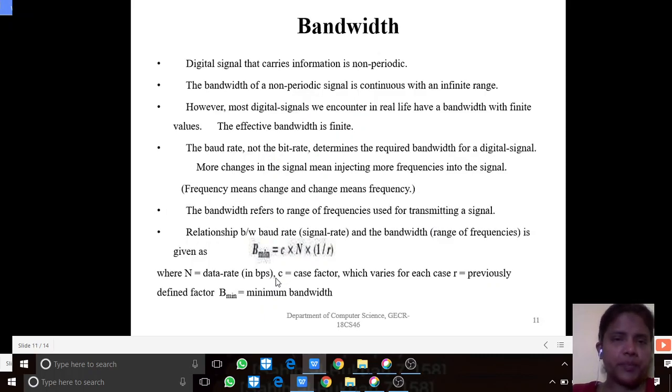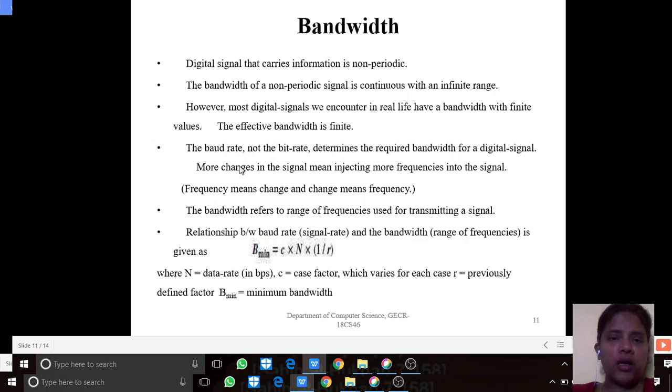Now, what is bandwidth? A digital signal that carries information is non-periodic, which means it is not a periodic thing. You cannot predict it. The bandwidth of a non-periodic signal is continuous with an infinite range. However, most digital signals we encounter in real life have a bandwidth with a finite range, finite values. So the effective bandwidth is finite. You need not worry, it is not infinite, but in real situations it's a finite one.